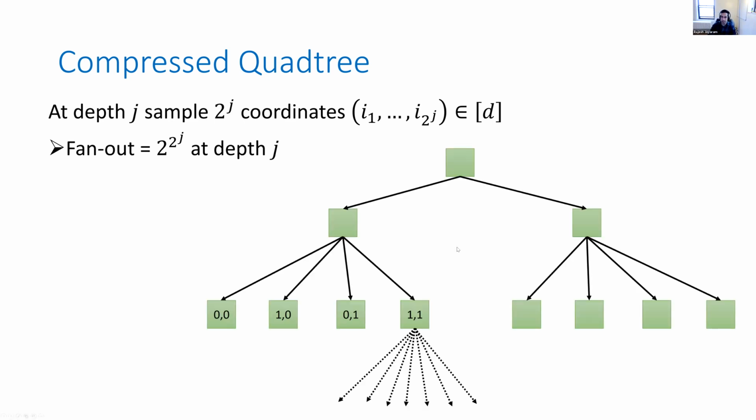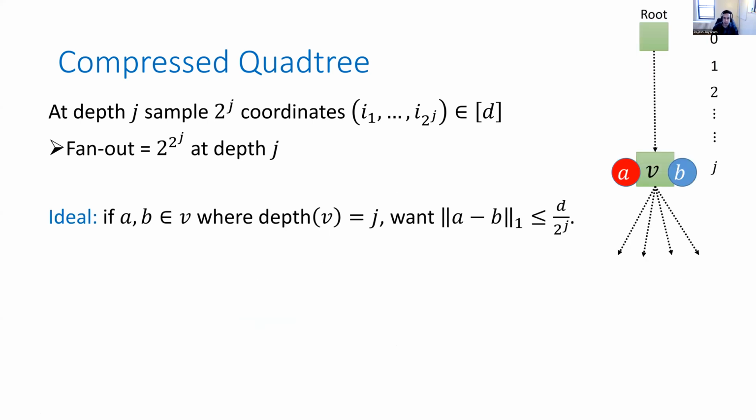I'm just doing them all at once. So the picture is like this. At the first level, I sample 1 coordinate. I have 2 children. Then I sample 2 coordinates, and I have 4 children corresponding to all the ways, 0 0, 0 1, 1 0, 1 1, of assigning 2 bits to 2 coordinates. Then I'll sample 4 coordinates and have a fan out of 8, and so on all the way down the tree. And so this is just the simple modification. And with this modification in mind, I want to now describe this key ideal, which is going to run throughout the entire analysis.